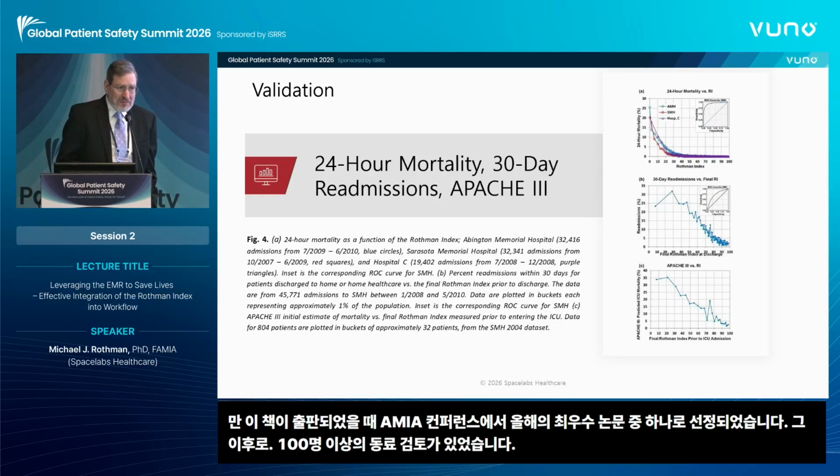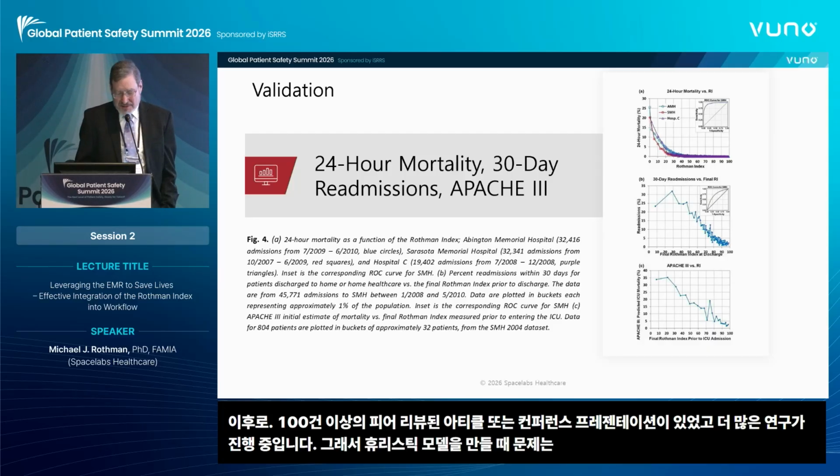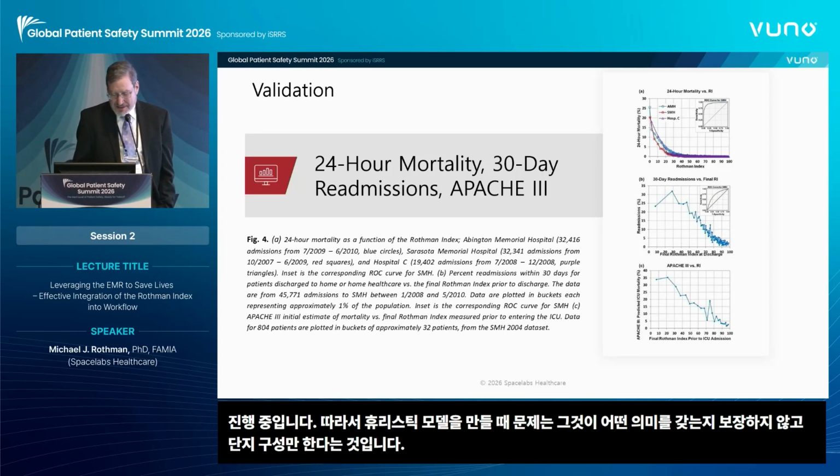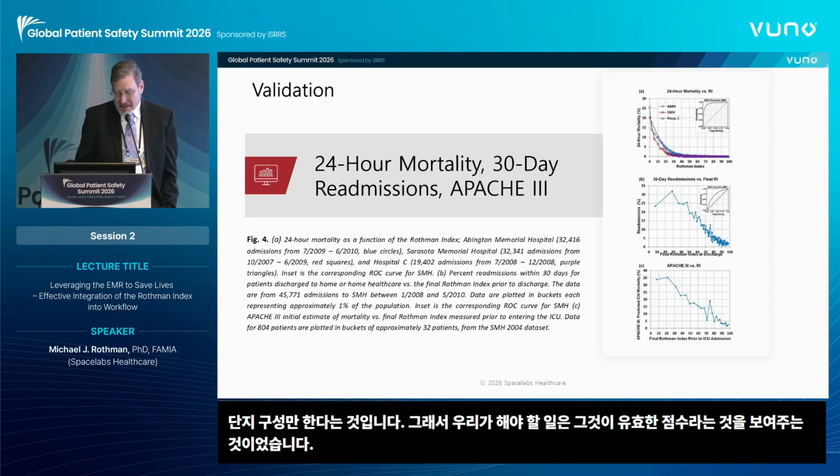So the problem when you create a heuristic model is it doesn't guarantee that it means anything. You're just constructing it. So what we had to do is show that it was a valid score. The graph on the upper right is showing 24-hour mortality from 3 different hospitals. You can see as the RI falls, the likelihood of dying in the next 24 hours increases.